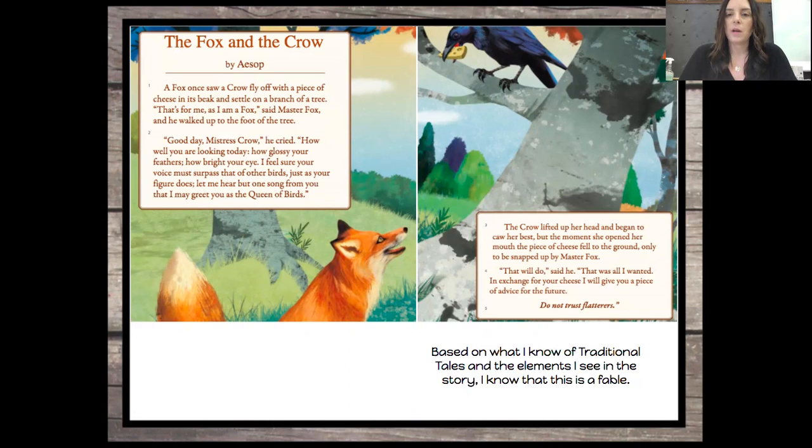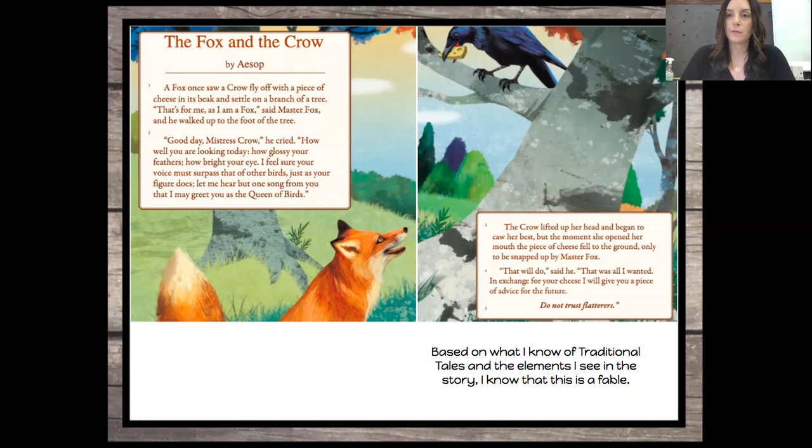The crow lifted up her head and began to caw her best, but the moment she opened her mouth, the piece of cheese fell to the ground, only to be snapped up by Master Fox. That will do, he said. That was all I wanted. In exchange for your cheese, I will give you a piece of advice for the future.